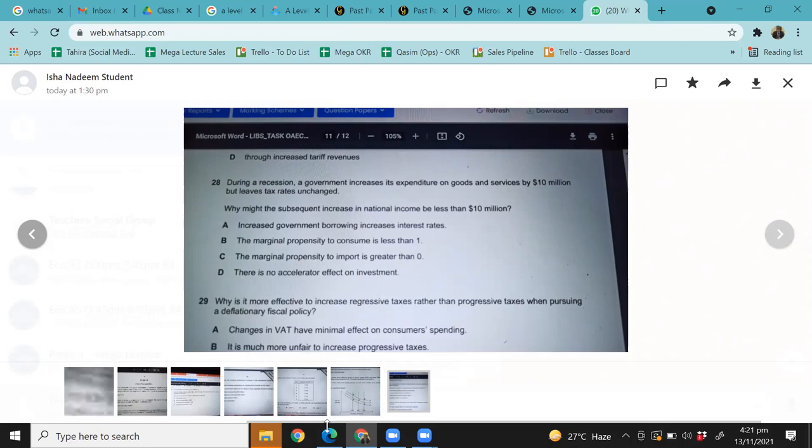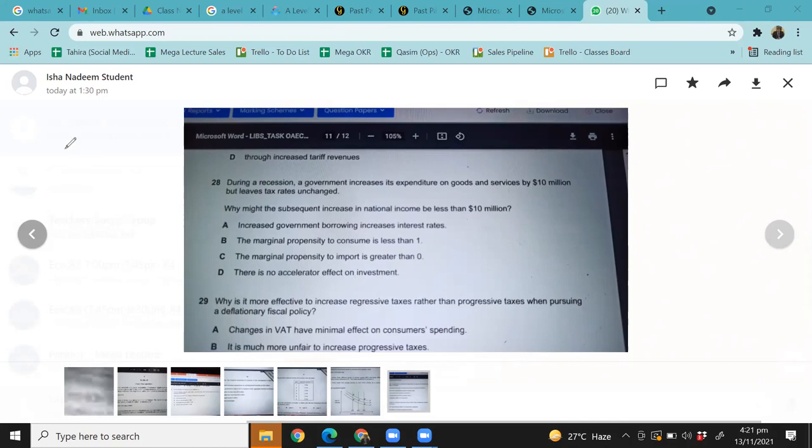Do you guys remember we talked about the multiplier effect? What is the multiplier effect? The multiplier effect is change in national income divided by change in injection, right? So government spending is an injection. So if the government spending is increasing by 10 million, at least the national income should have increased by 10 million. But if it's not increasing, what is the reason for that? And the reason for that is crowding out.